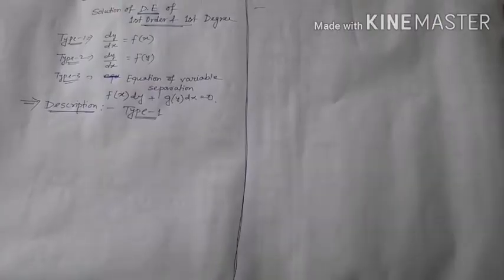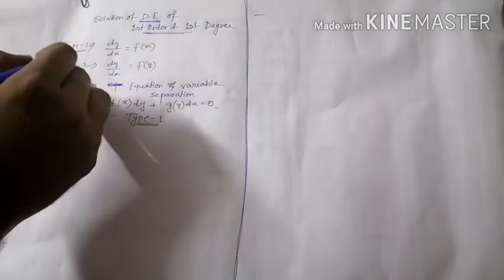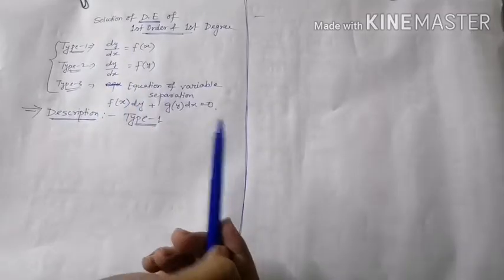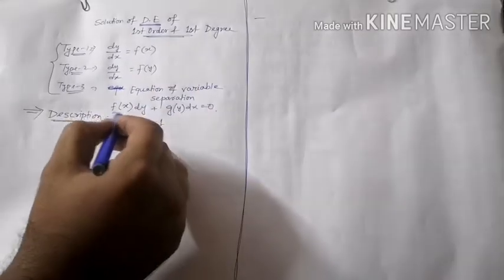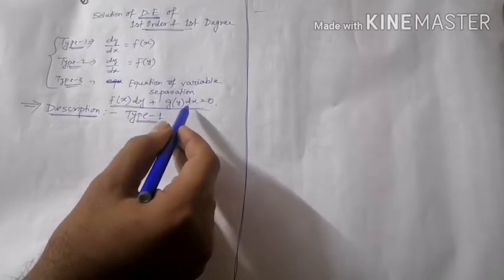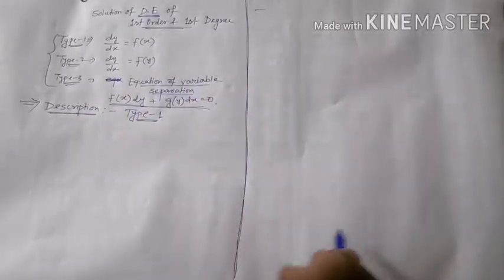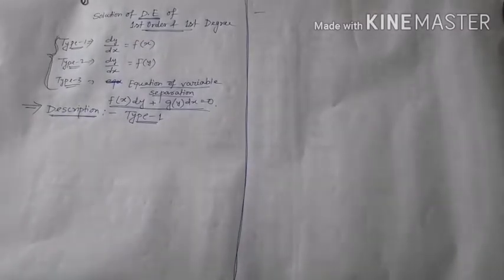Now we will go through the solution of differential equations of first order and first degree. In that case we have to know there are 3 types of questions. Type 1 is dy/dx = f(x). Type 2 is dy/dx = f(y). And type 3 is f(x) dy + g(y) dx = 0. This case is called the equation of variable separation. So we will face these 3 types of equations while solving problems.